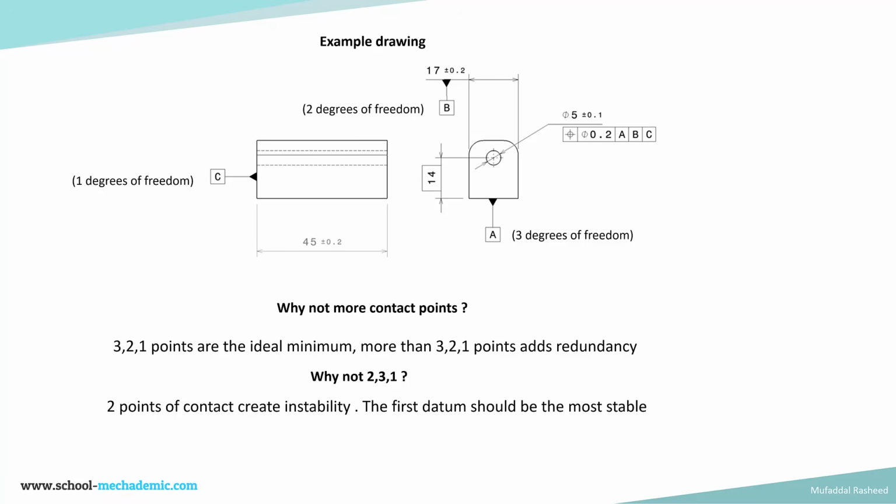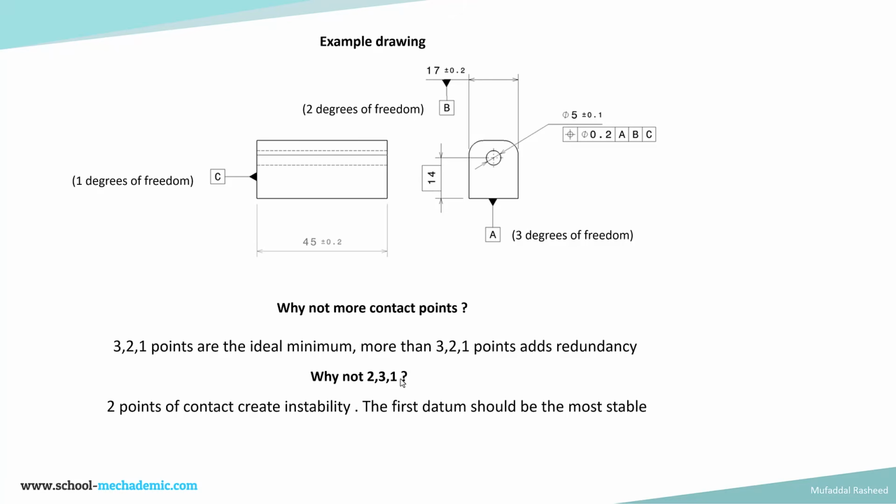Of course, it does not mean that you always need to have 3 points, 2 points and 1 point. This is the ideal. If possible, we need to make sure that we have 3-2-1 points, which make sure that the part is located precisely. If you have more points, then the precision of location will be affected, and redundancy will be added. That is what it means.